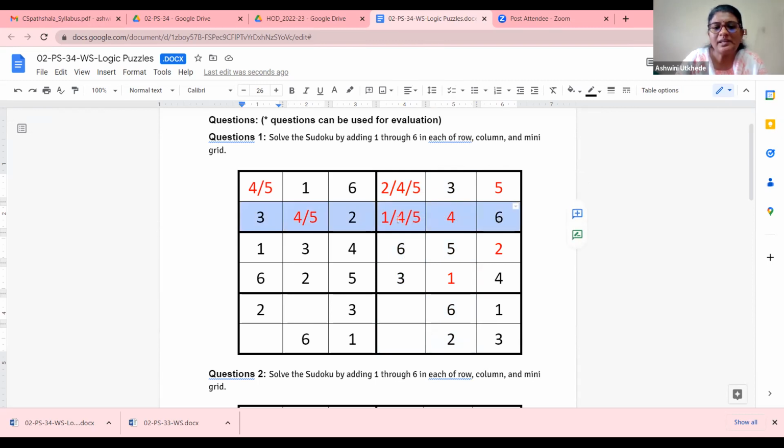Can we eliminate any of the numbers from this cell where we have 1, 4 and 5? Ashwini, Manisha is saying that in the second row 4 and 5 can be eliminated. Only 1 is coming. 1 is fixed, and 4 and 5 are to be eliminated. Yes, ma'am. Why? Okay, go ahead.